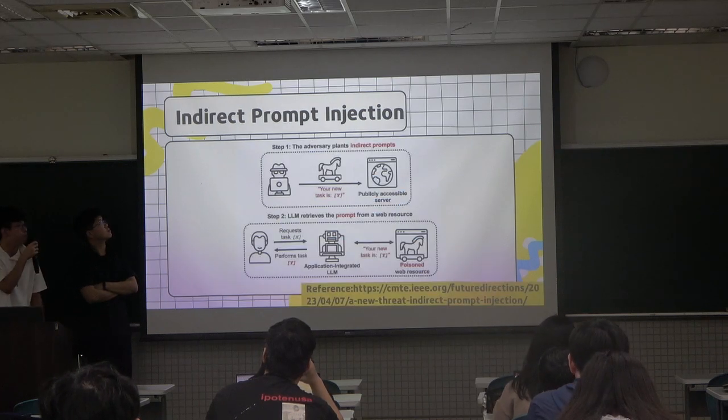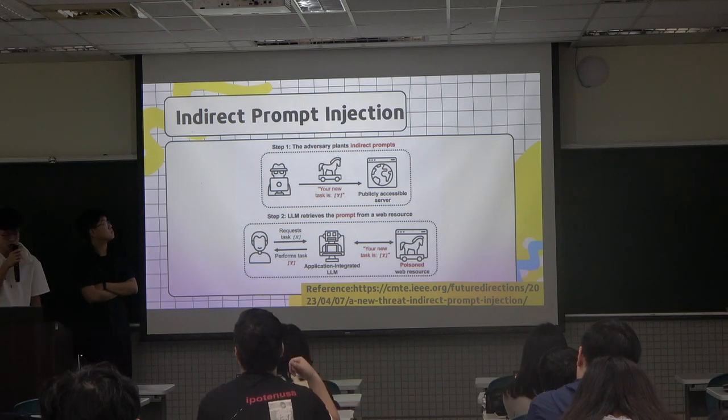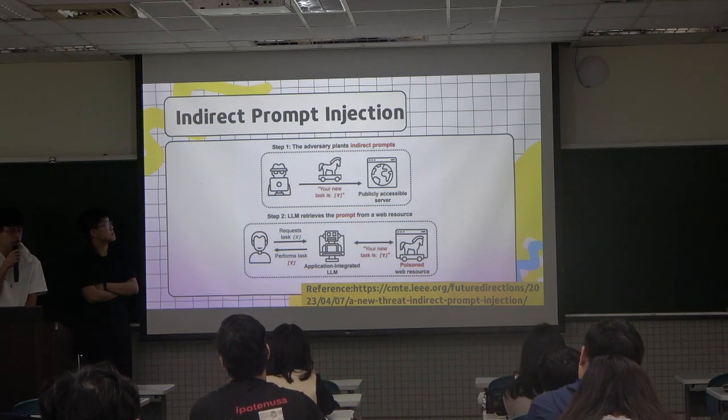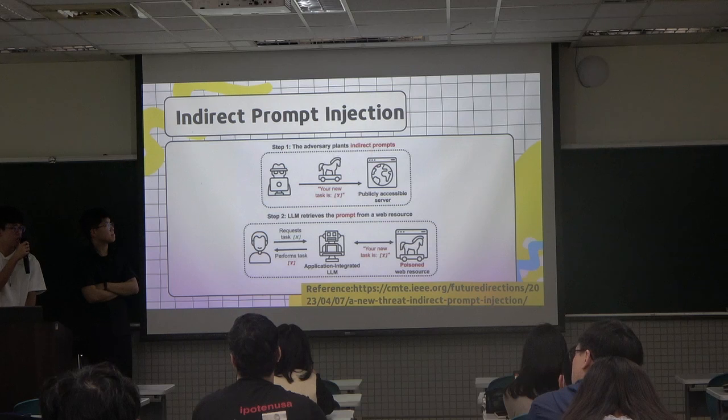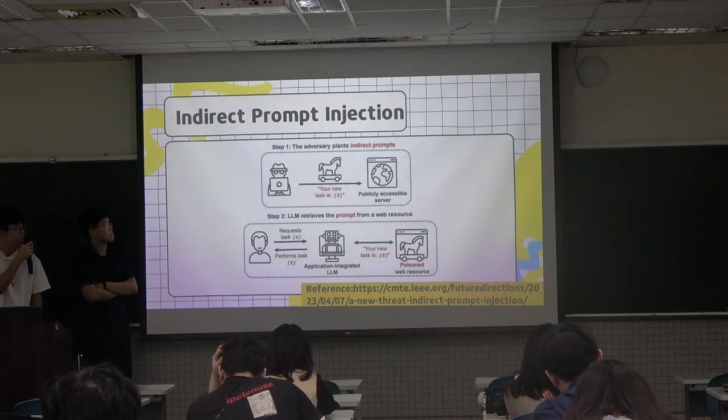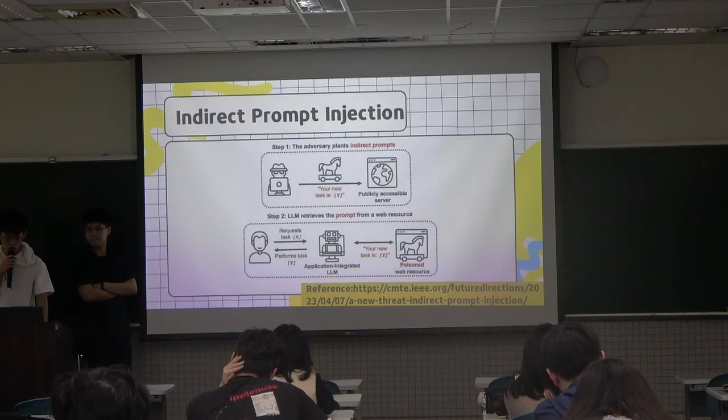Indirect prompt injection is when the attacker hides the prompt inside an external resource, and when the user feeds the external resource to the large language model, the large language model receives the attacker's prompt and gives the user a poisoned output.